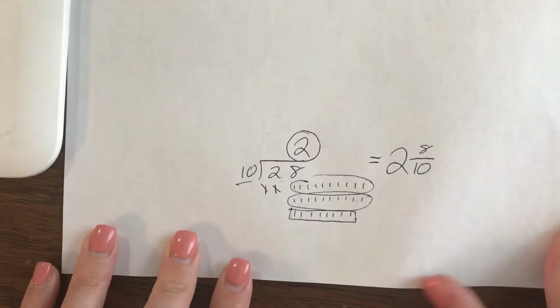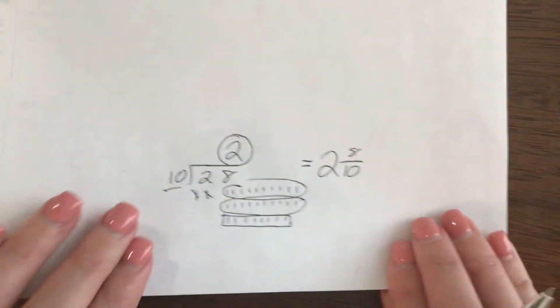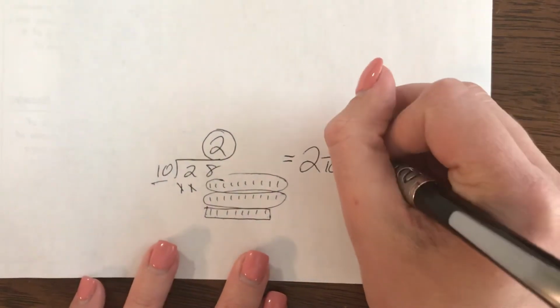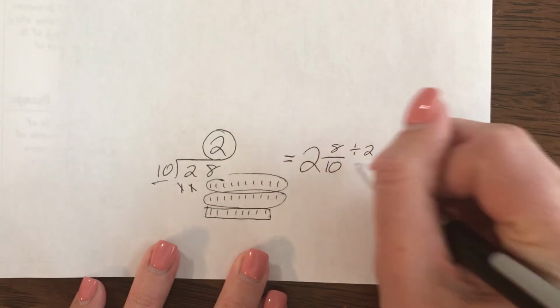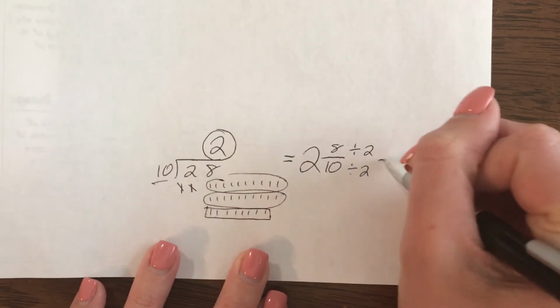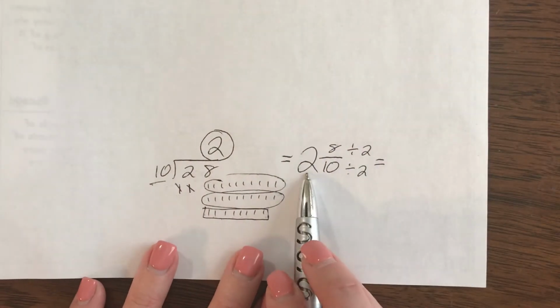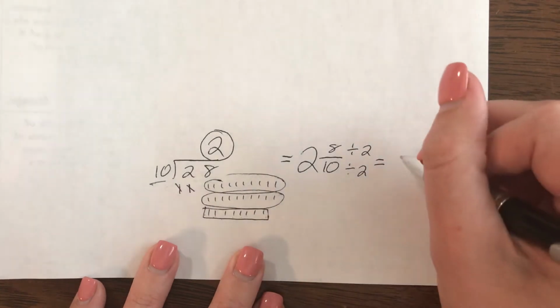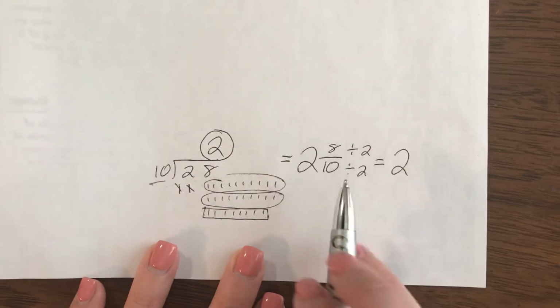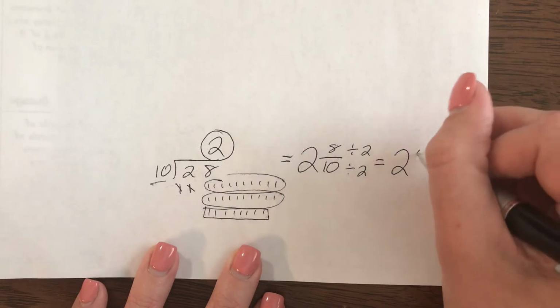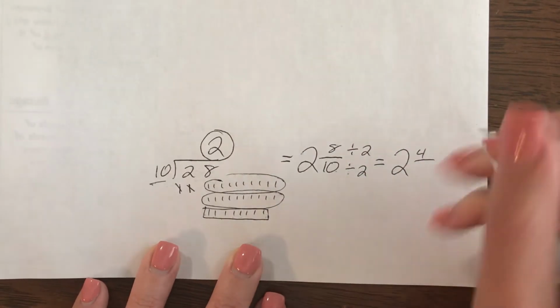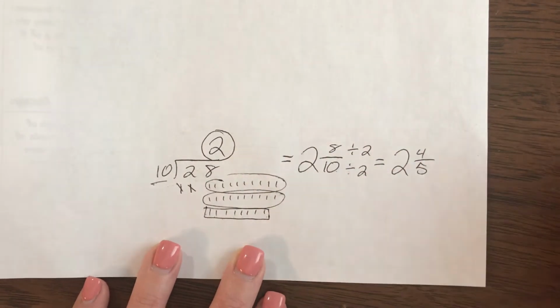Now looking at 2 and 8/10. 8 and 10 are both even. So we can simplify this down. We're going to start with our 2's. Bringing this out, your whole number does not change. So please make sure that your whole number stays. 8 divided by 2 is going to be 4. 10 divided by 2 is going to be 5.